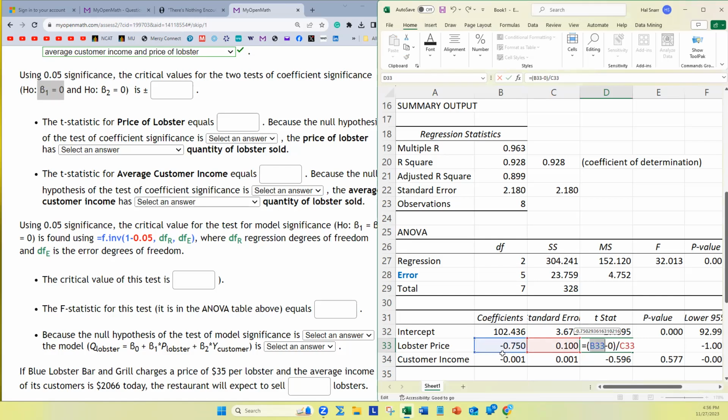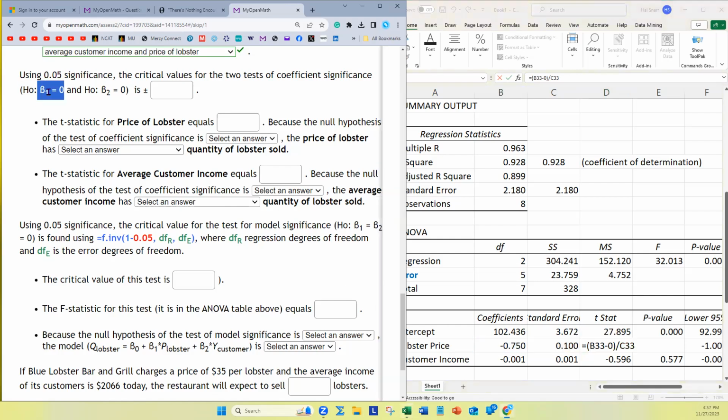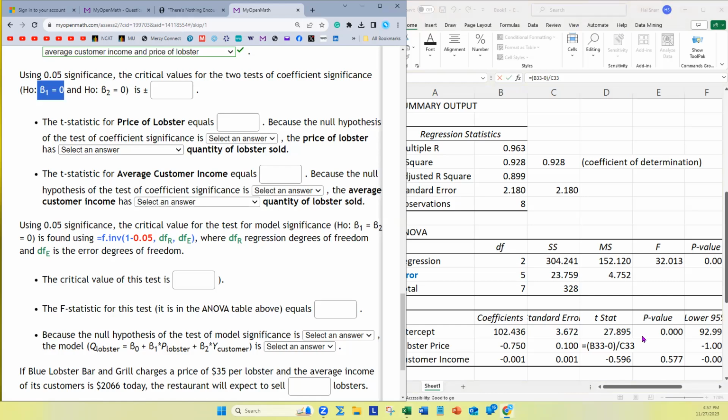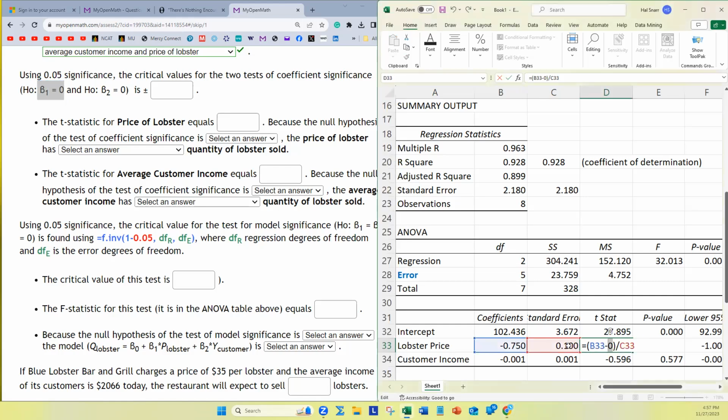So my B33, which is negative 0.750, this blue thing, is an estimate of this beta 1 up here, right? And I'm subtracting off the hypothesized value, which is 0, right? And then I'm going to divide by the standard error, and I get the same T-stat that I had before, right? I'm getting the same statistic I had before.